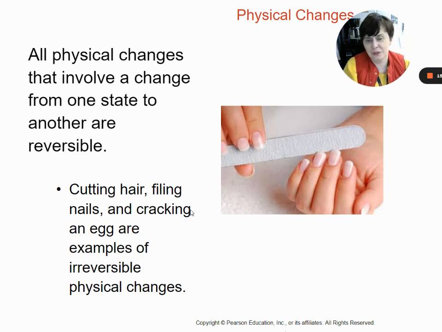Trying to use nail glue to stick it back together, but it's not going to work. You cut a nail, and you're just going to have to wait for hair and nails to grow back. Eggs, once they're cracked, they're cracked. You might as well just go ahead and make scrambled eggs or omelets. Those are irreversible physical changes.